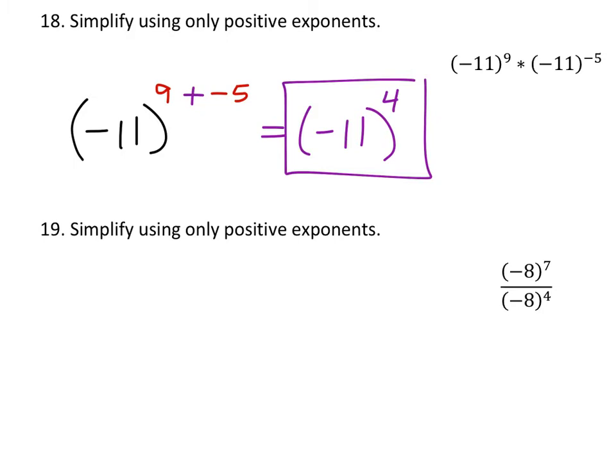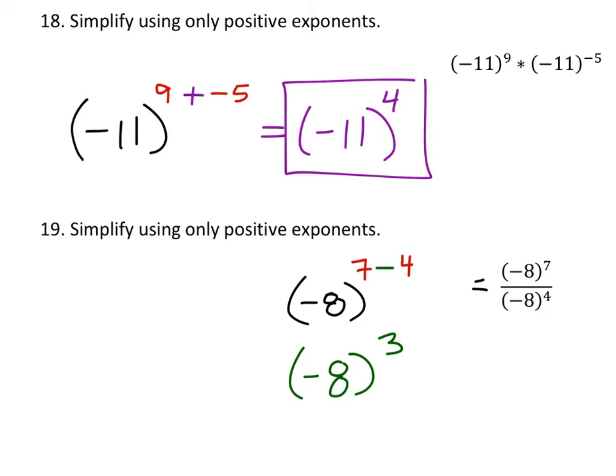All right, number 19, it's the same base, the negative 8. Then we have the exponents of 7 and 4, 7 for the numerator, 4 for the denominator. But this one is dividing the bases, so we're going to subtract the exponents, which gives us negative 8 to the power of 3.